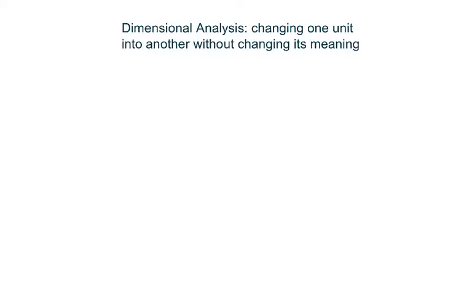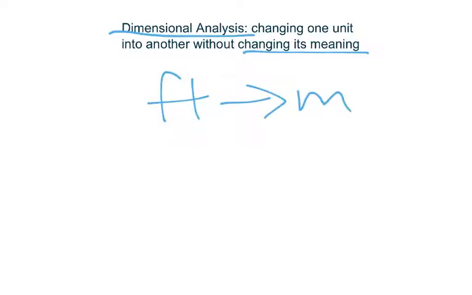Hello everybody. We are going to talk about dimensional analysis today and a few other things. Dimensional analysis is the process of converting one unit to another that measures the same thing without changing its meaning. For example, we can use this method to convert feet to meters, which are both measures of distance. So we're going to do an example of this.